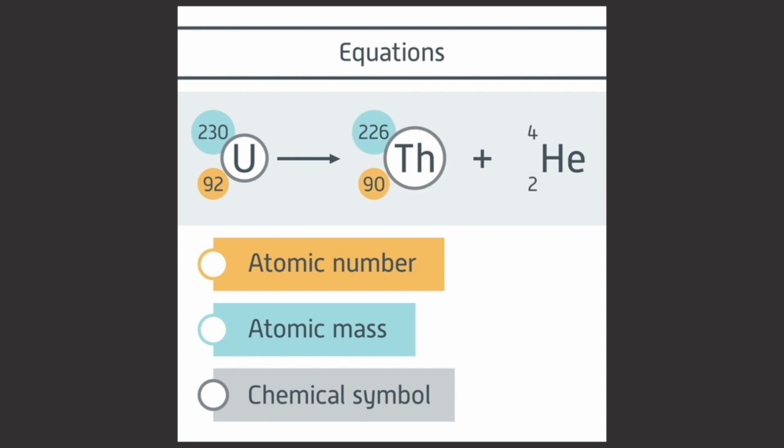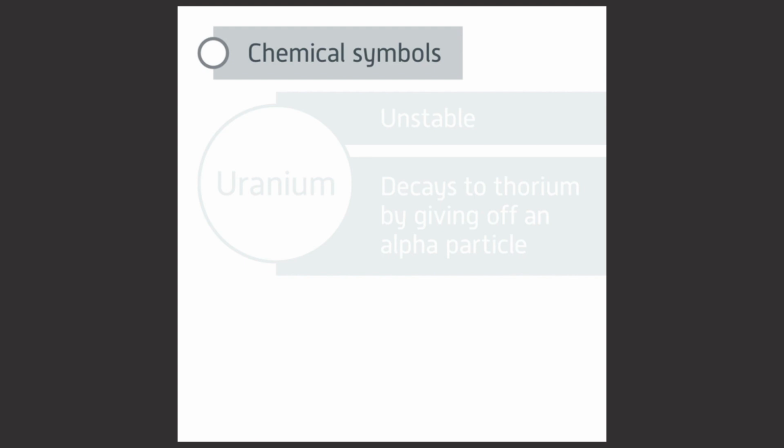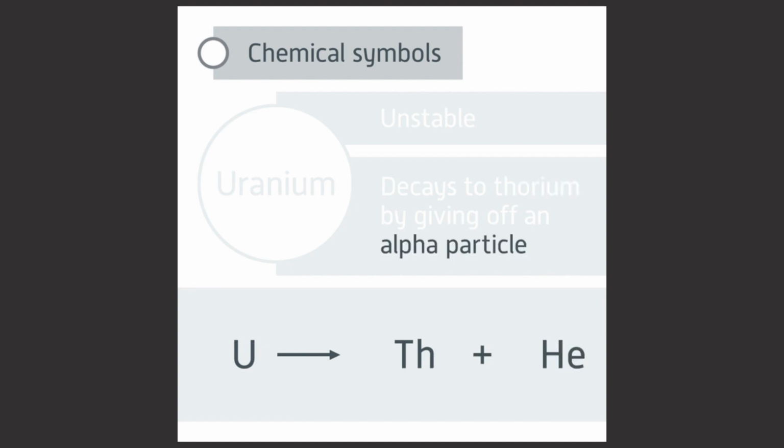You will find this next stage much easier to follow if you either look at the image on the screen or write this down on some paper. Let's look at an example of alpha decay first. Uranium is unstable and decays to thorium by giving off an alpha particle. First, consider the chemical symbols. Uranium, symbol U, forms thorium, symbol Th, and an alpha particle, symbol He.